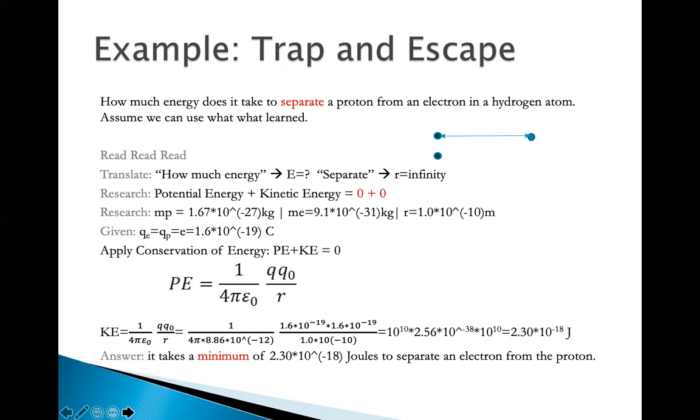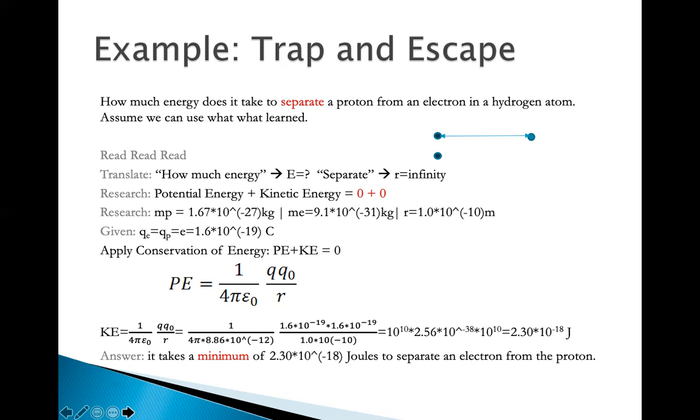If we do research about these constants, the mass of a proton, the mass of an electron, and the separation between the electron and the proton, R is an approximate value. So we use the equivalent of the size of an atom, which is 1 angstrom, that's 1 times 10 to the negative 10th meters. The given values are the electron and proton's charges, which is the elementary charge in coulombs.